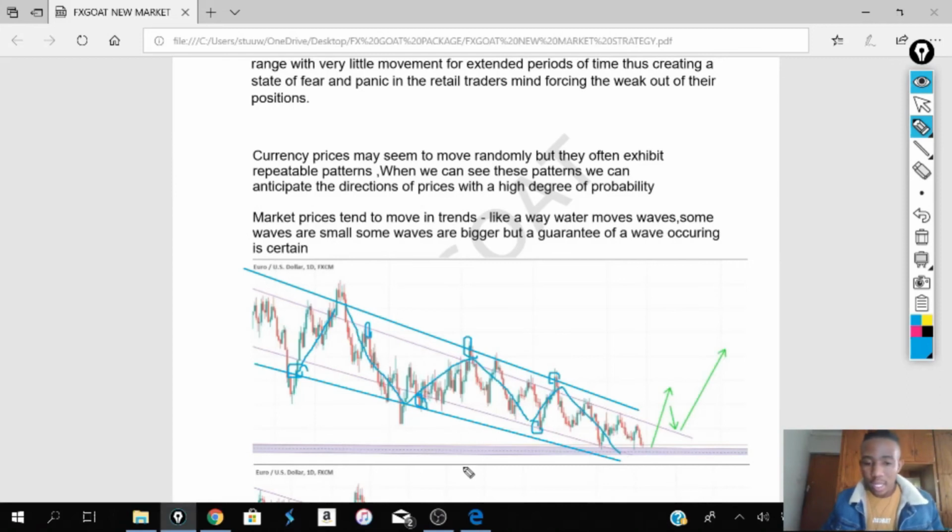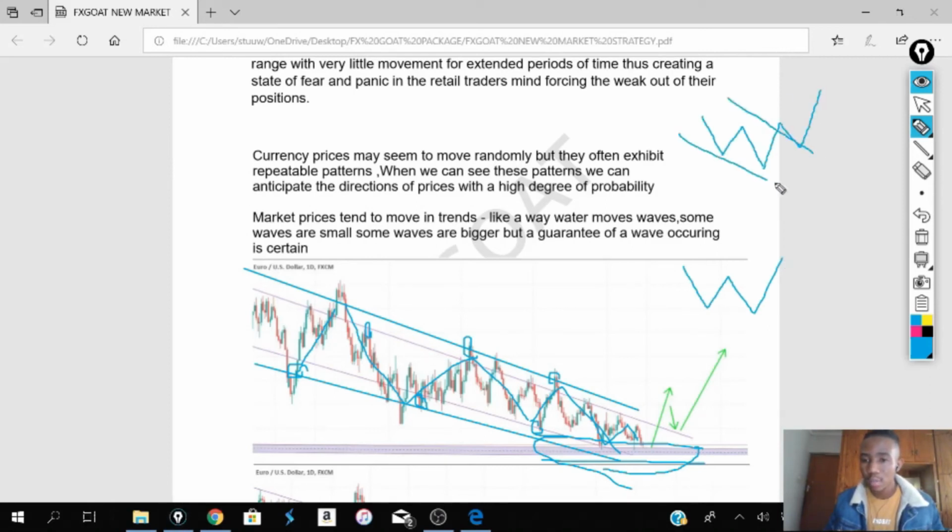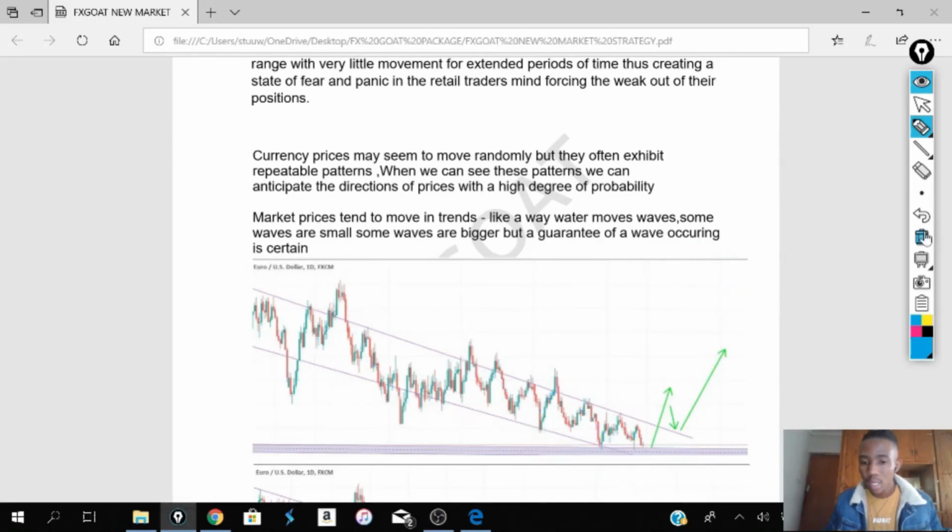And then as you can see right here, we finally bounced off our support. So meaning the trend is about to change. Why? Because of a double bottom confirmation. A double bottom tells us that the market is about to change, or we have a reverse head and shoulders. These two right here show us a change of direction. So yeah, now let's continue.